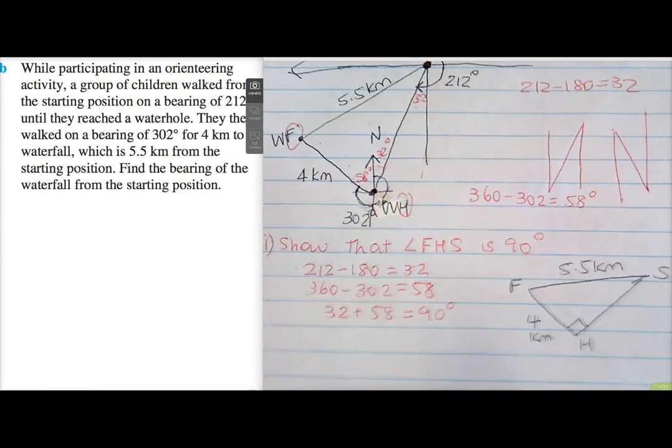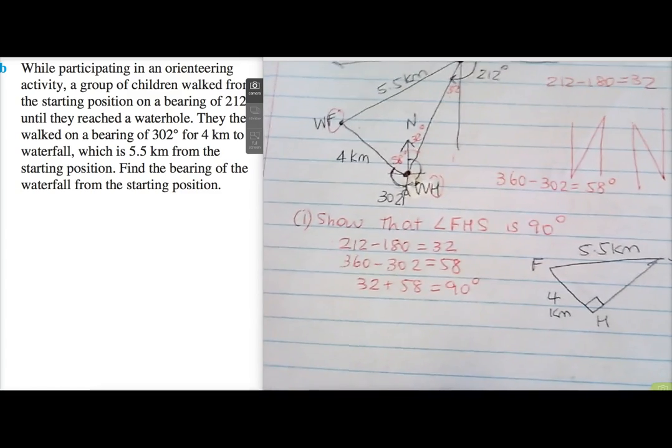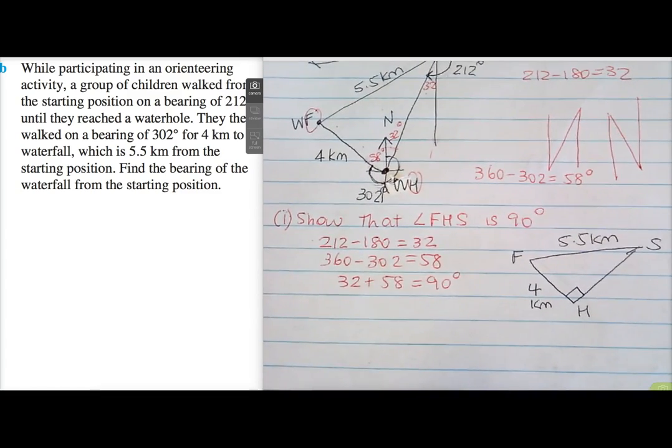Width, out, girls please. So show that that angle is 90.